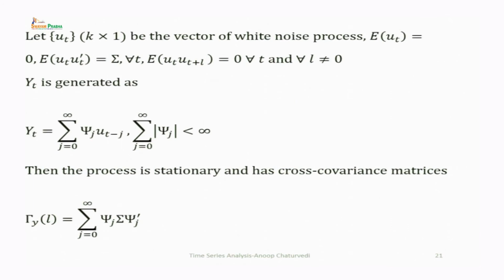Now, suppose u t is a vector of white noise process, expectation of u t is 0, its variance covariance matrix is sigma, and expectation of u t plus l is 0. And then y t is generated by y t equal to summation j psi j u t minus j, where summation of mod psi j is finite. Then the process is stationary and has cross covariance matrices gamma y l equal to summation j equal to 0 to infinity psi j sigma psi j transpose. You can easily verify it.